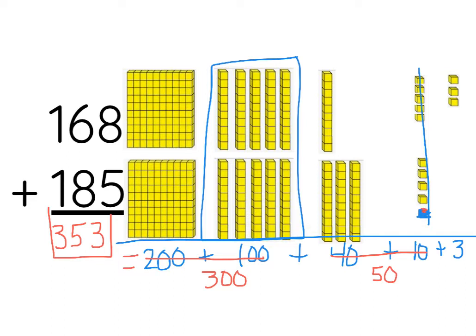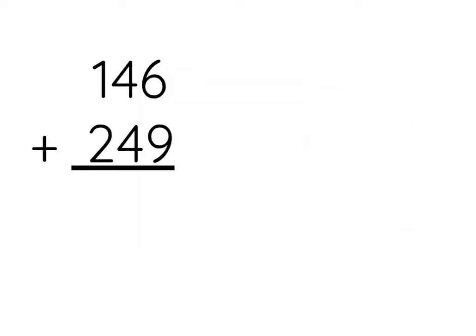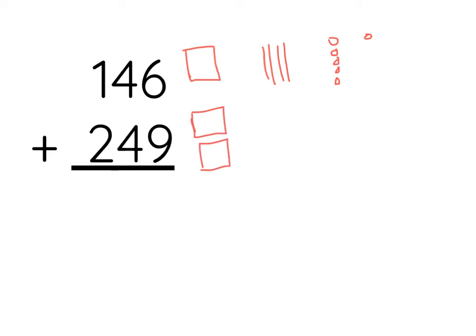I'm glad we looked at that carefully to see that my picture did not match up to my number. All right, 146 plus 249. We're going to draw one square for 100. 10, 20, 30, 40. And then 1, 2, 3, 4, 5. Leave a space, 6. I'm going to draw 2 squares for my 200.